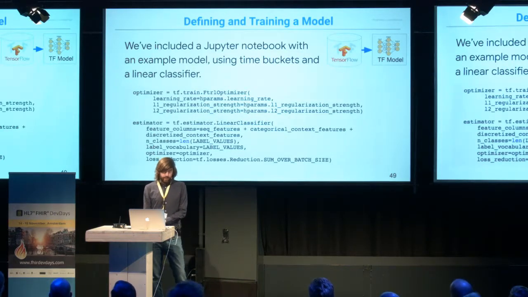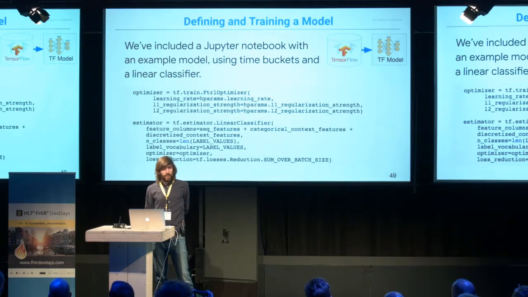And so once you have your examples, now you need to build a model and train it. We've put in our package an example Jupyter notebook that trains a linear model, but that uses time-bucketed features. So there's really a cross of the feature with the time when it happened. You can play around with that and see roughly how that works. It's a very simple model.